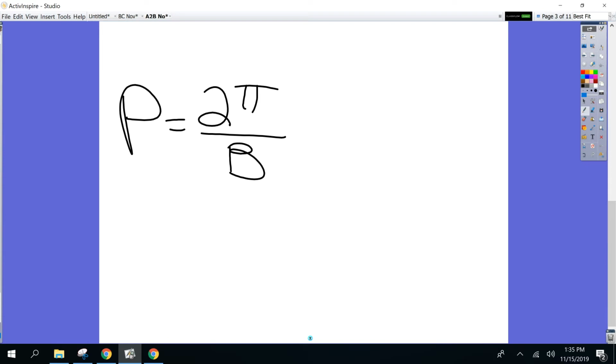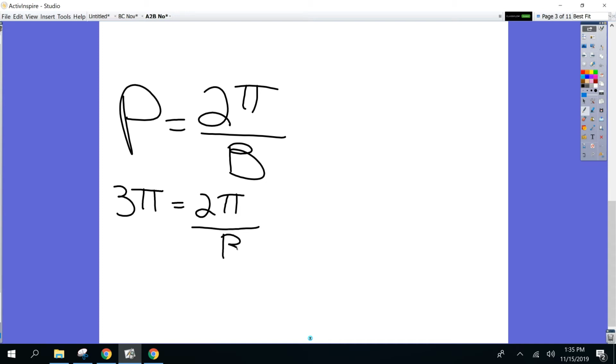And what value are we looking for? We're missing B. Can you plug in for P for me? What's the period here? 3 pi. All right, I lost a lot of people 5th period here, so I'm going to go a little slower. 3 pi in for period equals 2 pi over B. What value are we solving for?